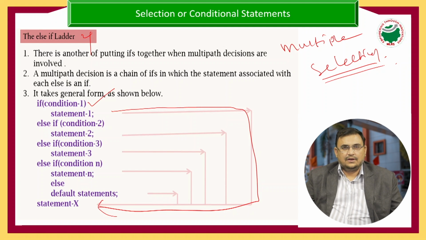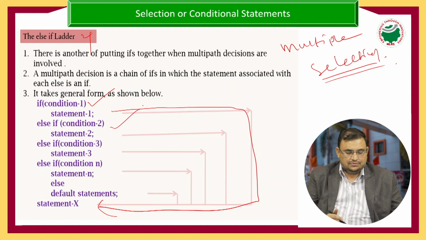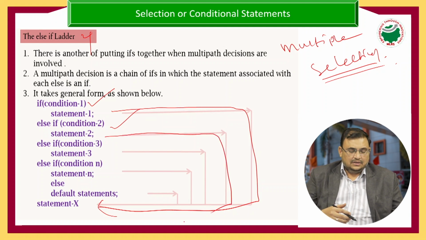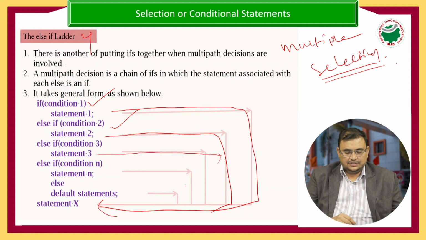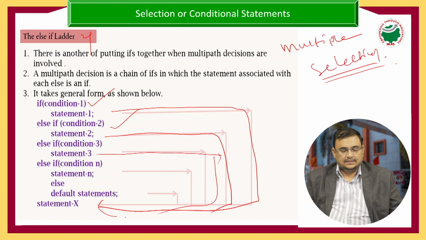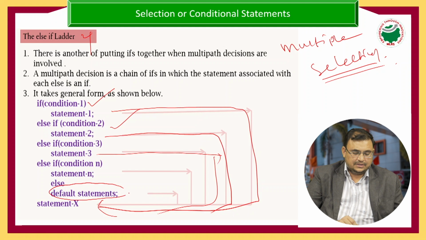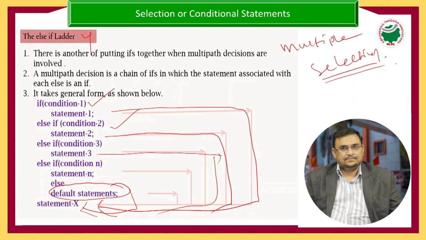If the first condition is false, then go for condition 2. It checks condition 2. If it is true, it executes statement 2, then goes to statement X. If condition 2 is also false, then go to condition 3. If it is true, it executes statement 3, then goes to statement X. Like that you can check n number of conditions. Here, if no condition is true, then the default statement will be executed. After the default statement, you go to statement X.